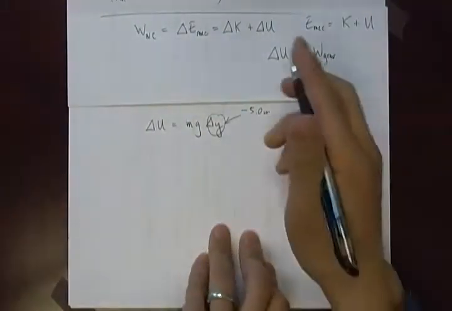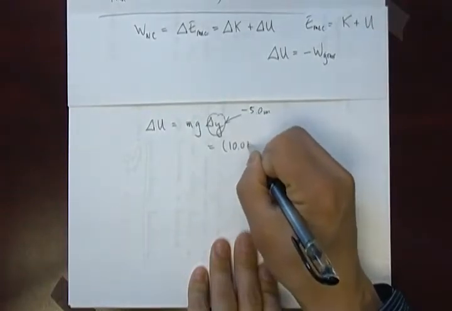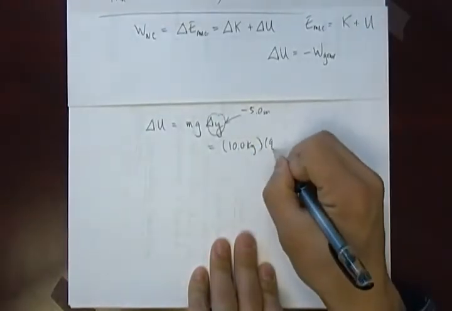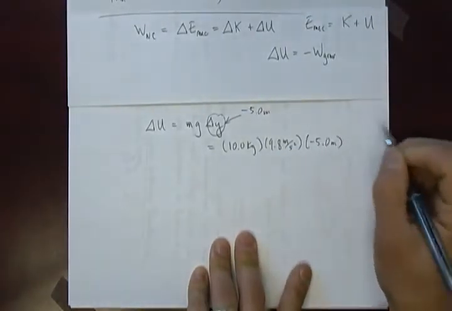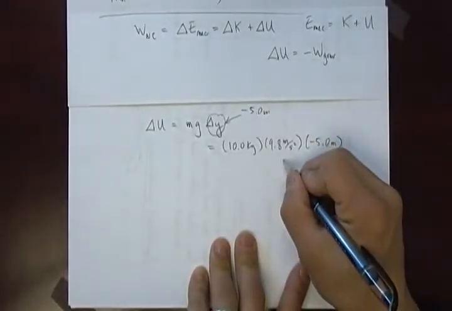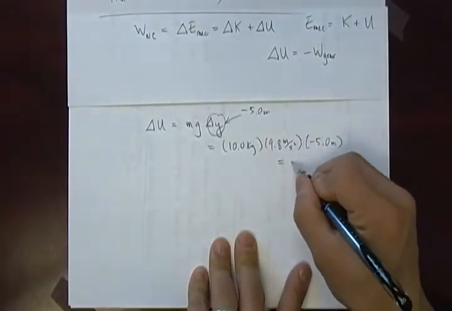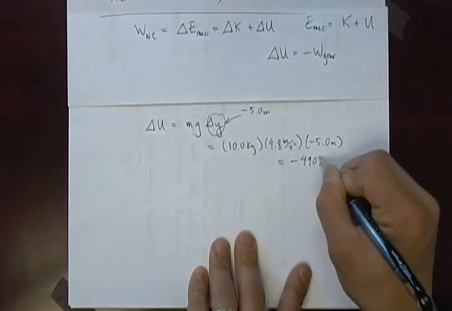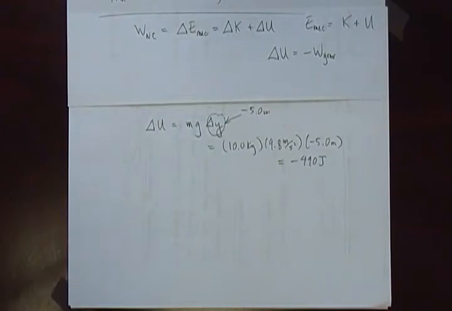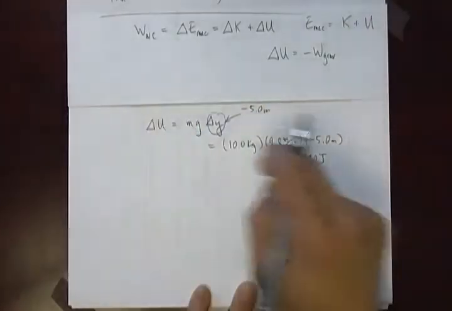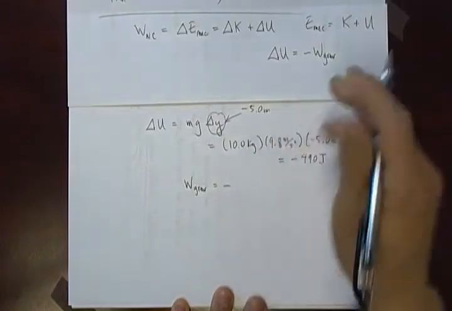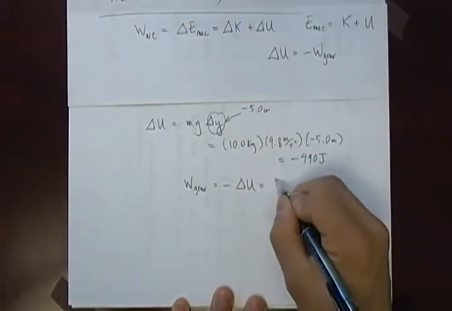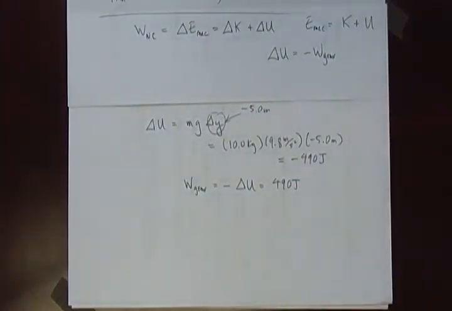Plugging in the mass of 10 kilograms, 9.8 meters per second squared for g, and 5.0 with a negative sign for delta y, that gives us -490 joules. But that's delta U. So in order to get the work done by gravity, that will be the negative of delta U, so that's positive 490 joules.